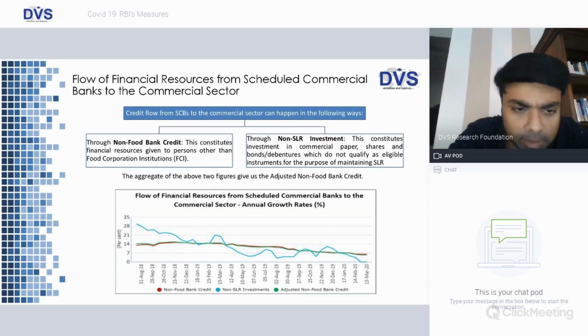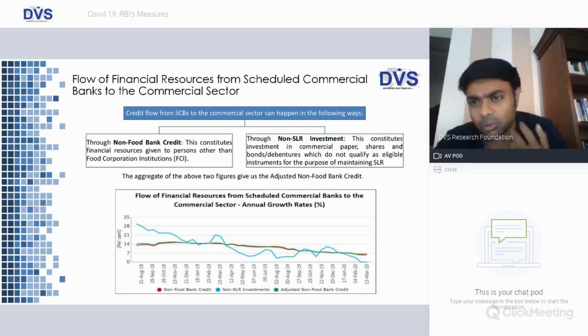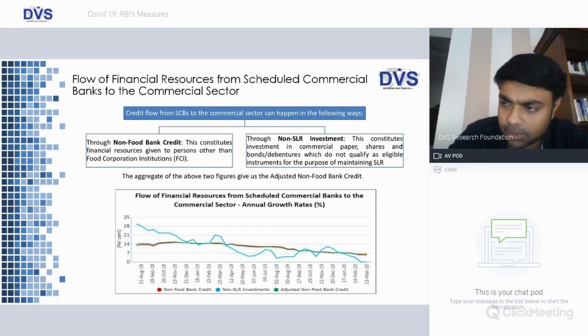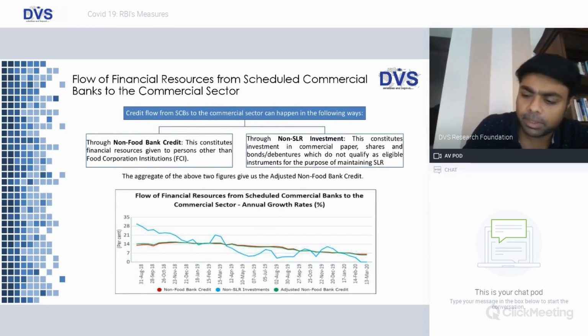If you see the non-food bank credit, it has come down from 14% to about 7%. These are the annual growth rates. And the non-SLR investments technically have not grown at all. They have been maintained at the same level. The non-food bank credit growth rate has come down from 14 to 7%, which effectively means that the growth in credit itself has come down. And that clearly reflects what has been stated both in the budget and the RBI's monetary policy publications time and again.